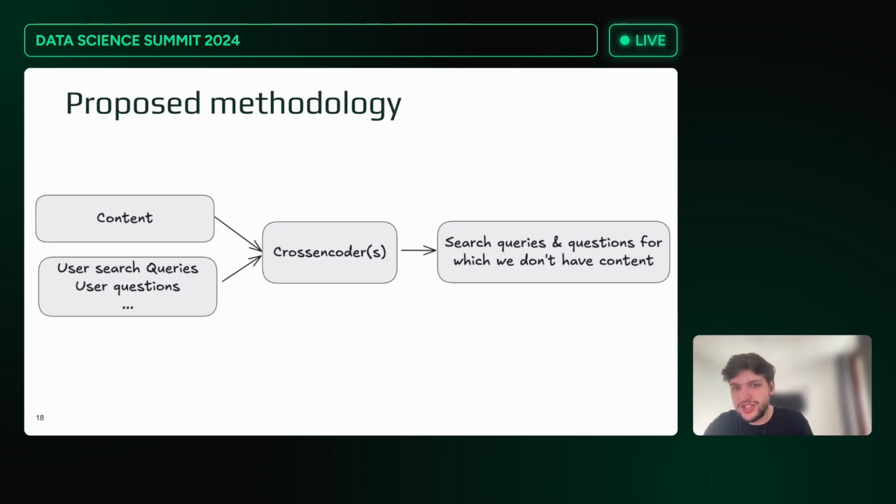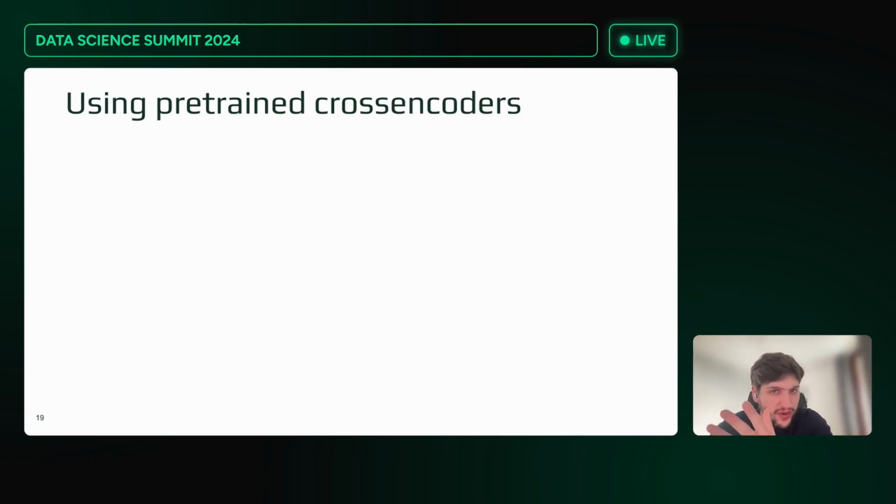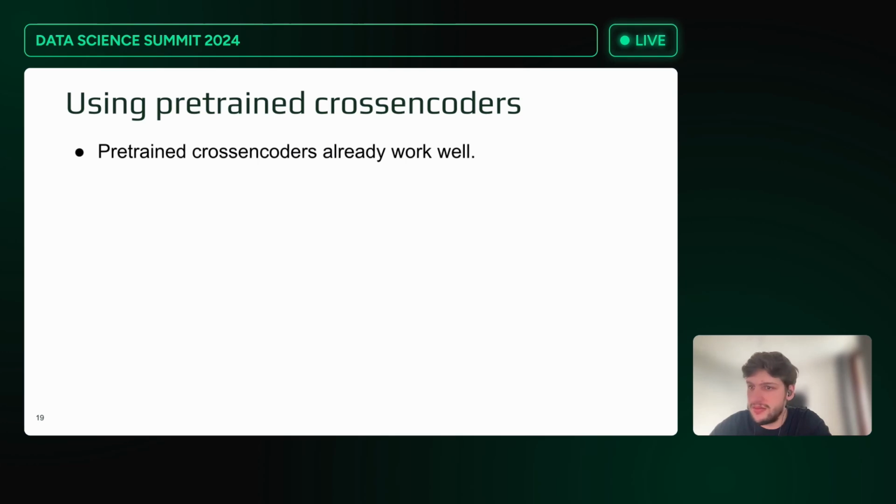So the proposed methodology is basically we have content, we have user search queries or user questions, and we throw them into cross-encoders. Then with this pseudo algorithm where we loop over all the content, we get search queries and questions for which we don't have content. And we can tell our customers, hey, look, here are the things people are looking for for which there's no corresponding content within your knowledge base. And then they can prioritize which content they create based on that list. And this works great, even with pre-trained cross-encoders already. This works very well and provides a lot of value to our customers in terms of letting them prioritize which pieces of content they should actually focus on, right?